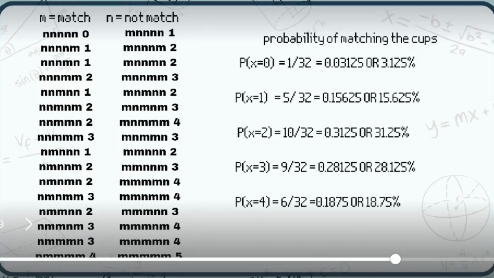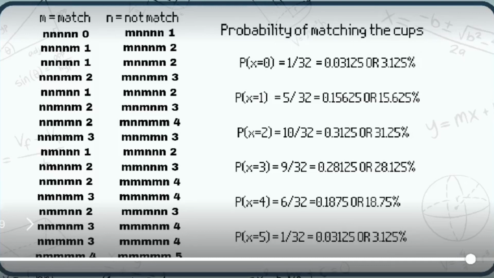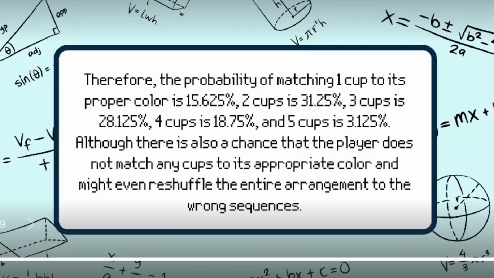P of X equals 4 equals 6 over 32 equals 0.1875 or 18.75%. And lastly, P of X equals 5 is 1 over 32 equals 0.03125 or 3.125%. Therefore, the probability of matching one cup to its proper color is 15.625%, two cups is 31.25%, three cups is 28.125%, four cups is 18.75%, and five cups is 3.125%. Although there is also a chance that the player does not match any cups to its appropriate color and might even reshuffle the entire arrangement to the wrong sequences.